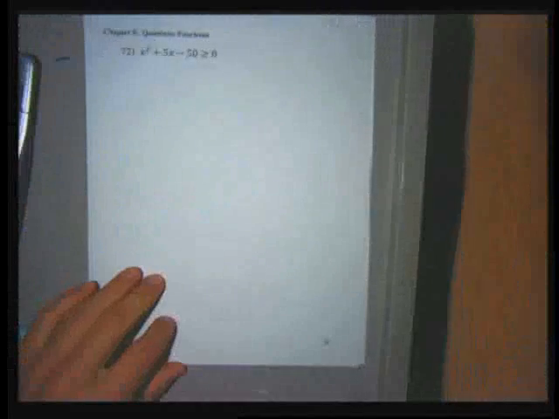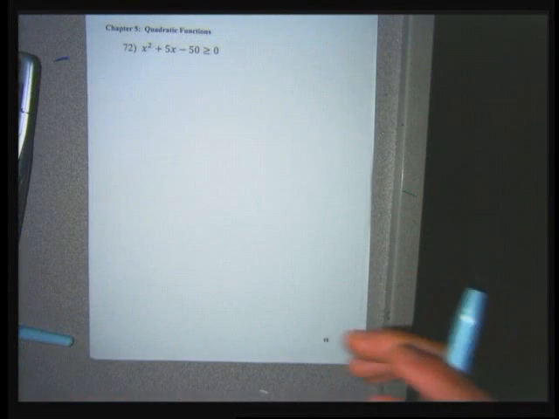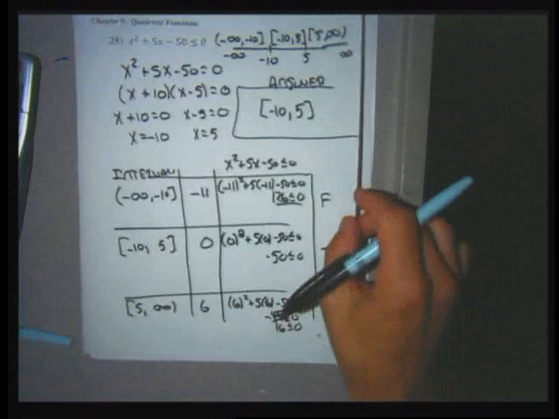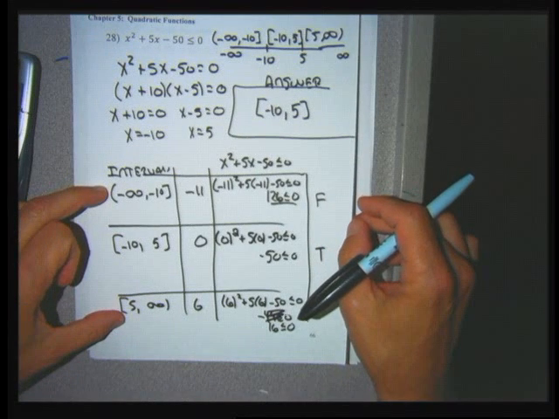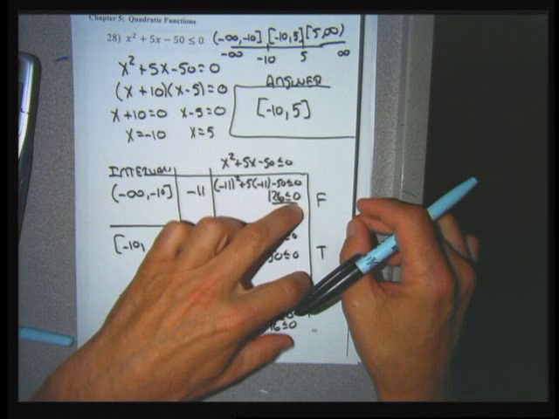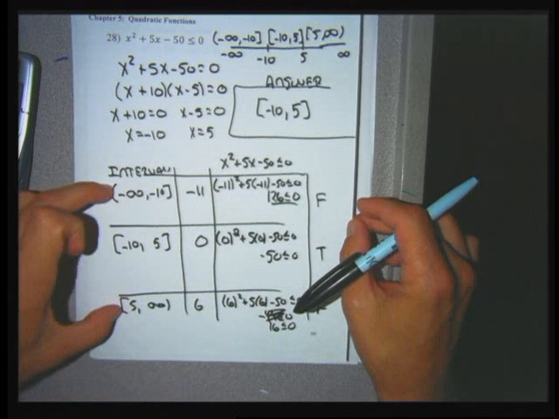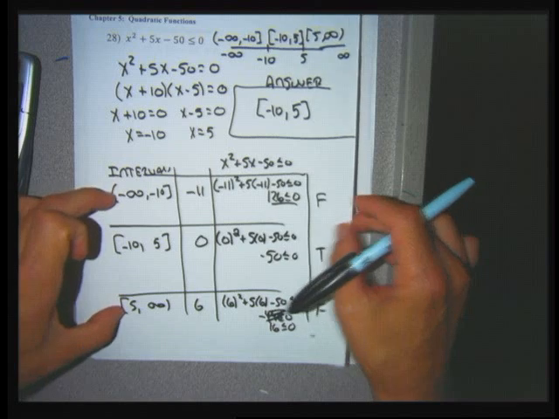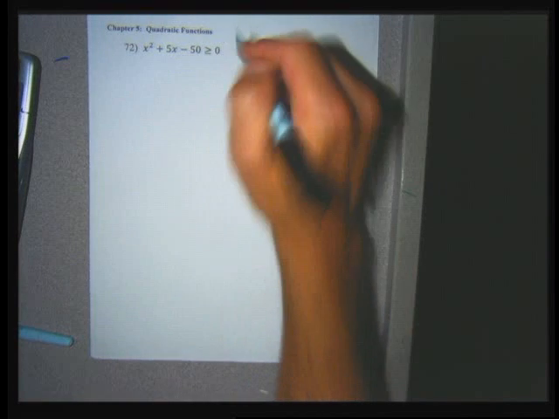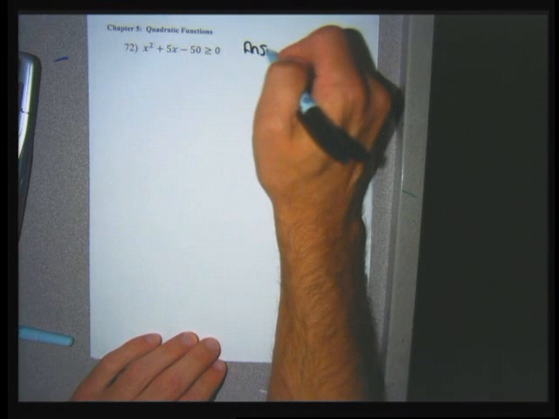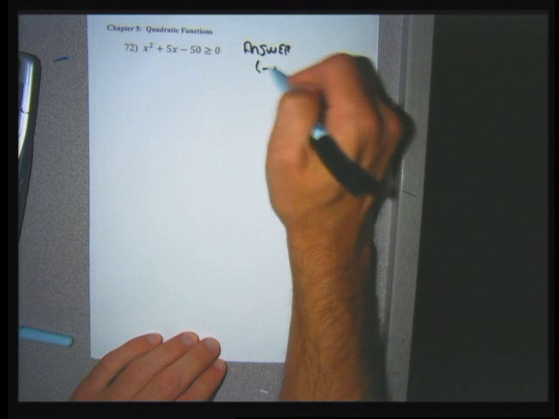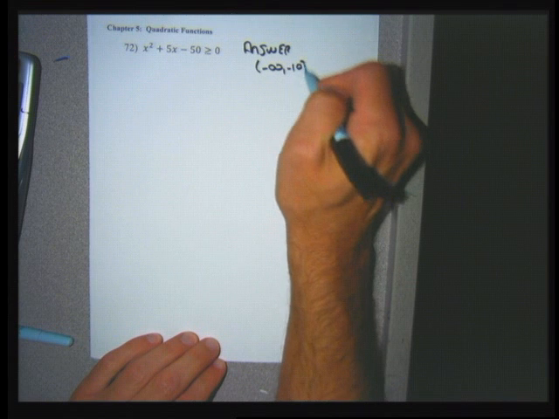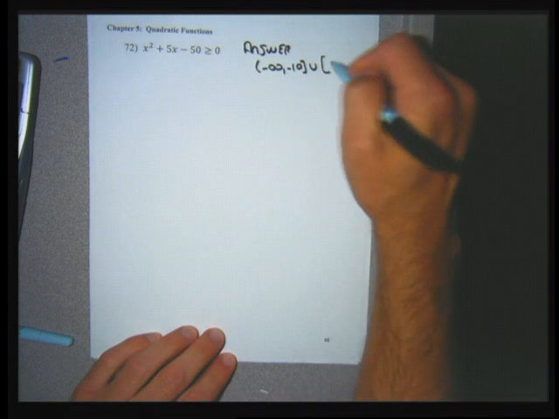I'll just do a couple more, and then I won't finish the section. So if I look at problem 28, it had these lovely intervals with a false, true, false. I think my answer is going to be true, false, true, and my answer is going to be those. So stealing from 28, I think my answer, without doing a lick of algebra, is going to be the interval from negative infinity to negative 10, union the interval from 5 to infinity.